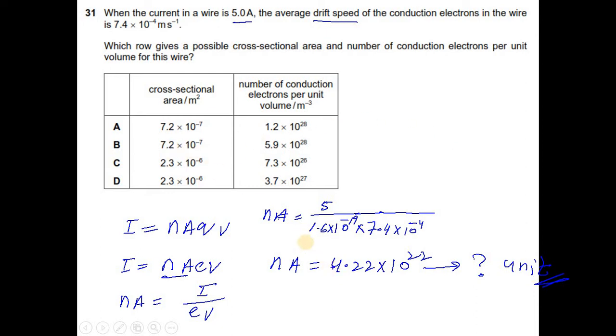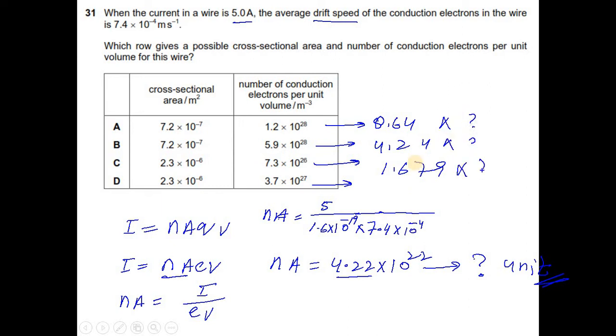Now, how to choose this? So you just quickly multiply each option together and see which one is giving you the same number. If you multiply, option A will give you 8.64. Option B will give you 4.24 something, and this will give you 16.67, and I'm not writing here the power of 10, you can just write yourself. D will give you 8.51, something like that. So you just look at these numbers, the product. So option B is giving you 4.2 times 10 to the power 22, the same as this. That means our option should be B.